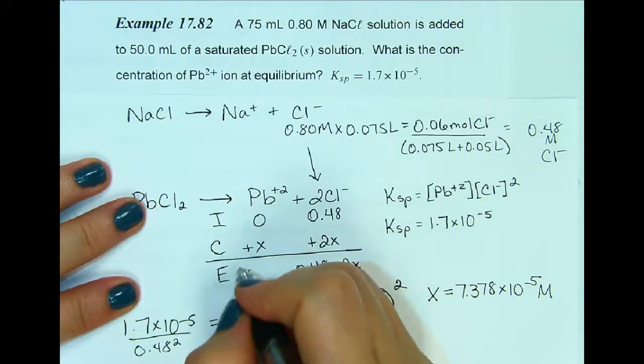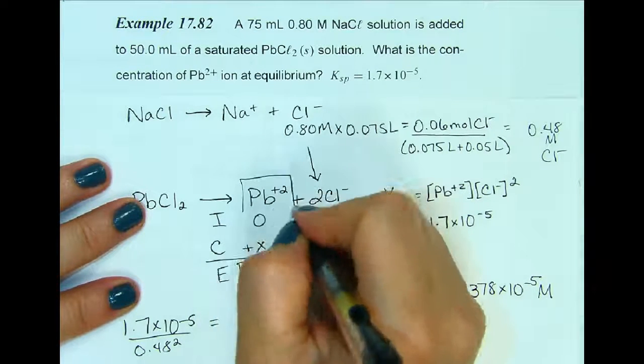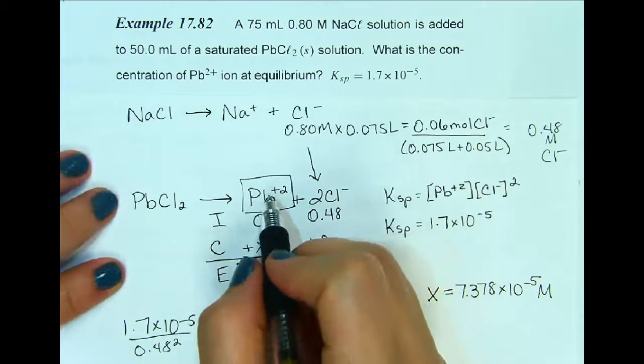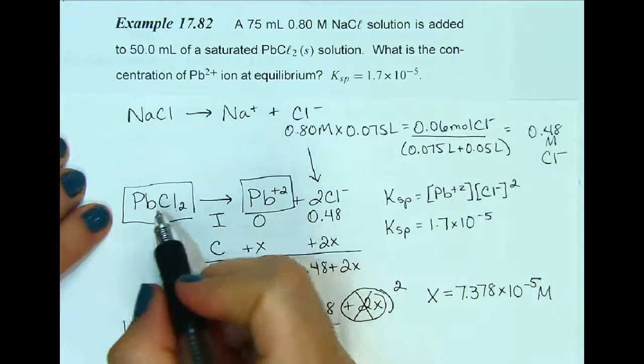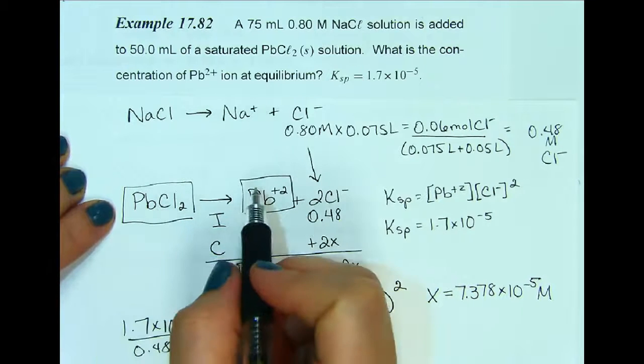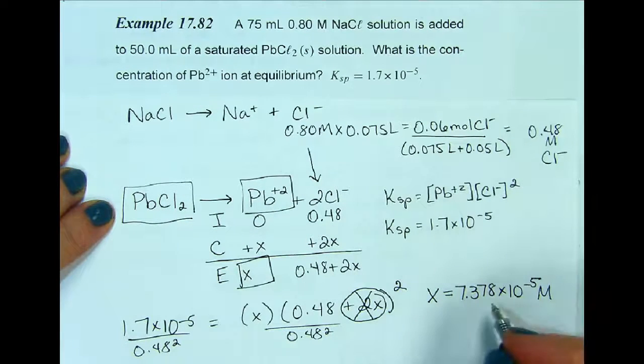And remember, because I've solved for x, that has found me this concentration here. And these have a 1-to-1 ratio, so that means I have also found the concentration of the lead chloride. But we actually wanted the concentration of the lead ion, and that is what this amount is right here.